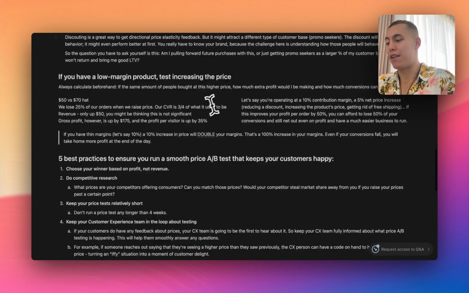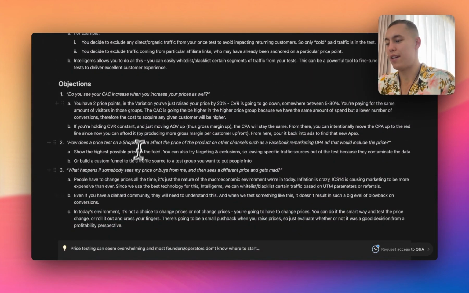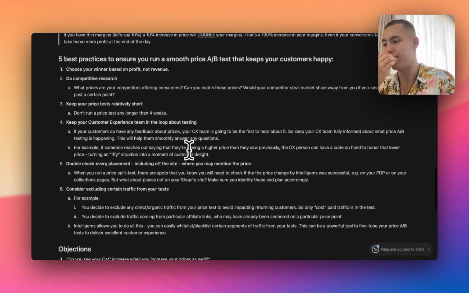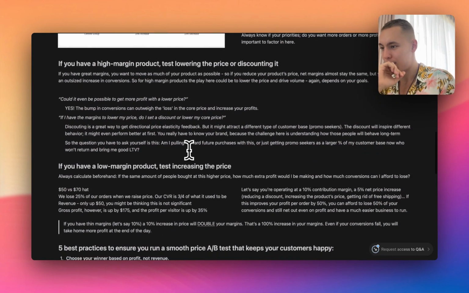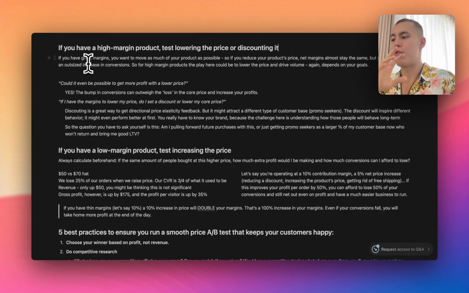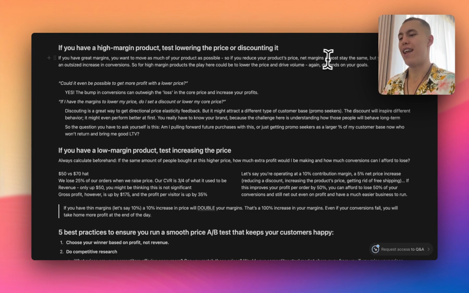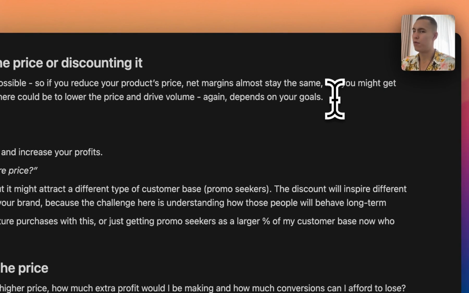And that's why I even made a specific section for these kinds of objections, because we understand. But if you have great margins and you want to move as much of your product as possible, if you reduce your product's price, net margins almost stay the same, but you might get an outsized increase in conversions. So for high margin products, the play here could be to lower the price and drive volume. I try to emphasize this as much as I can. It depends on your goals.